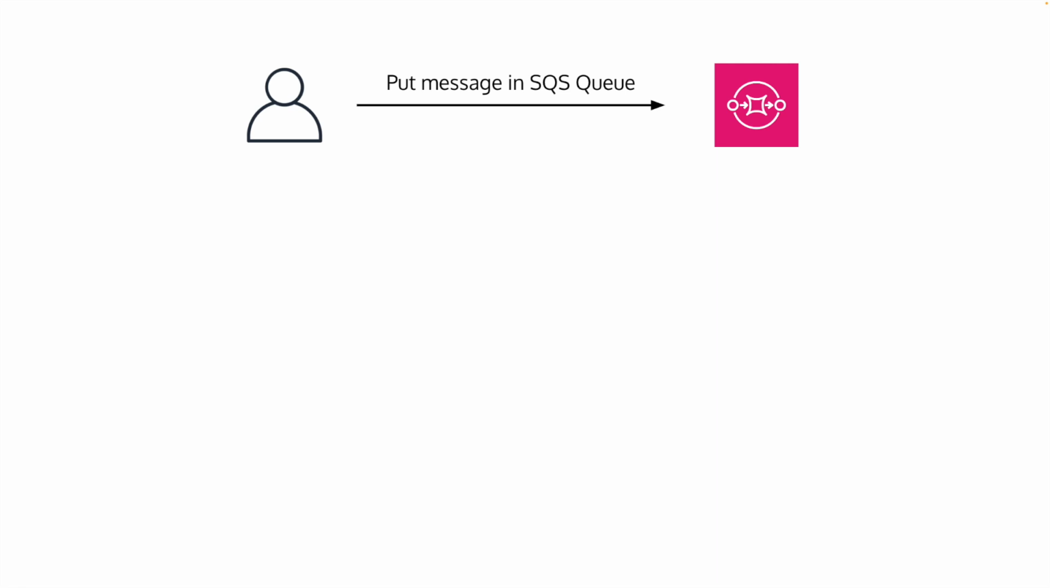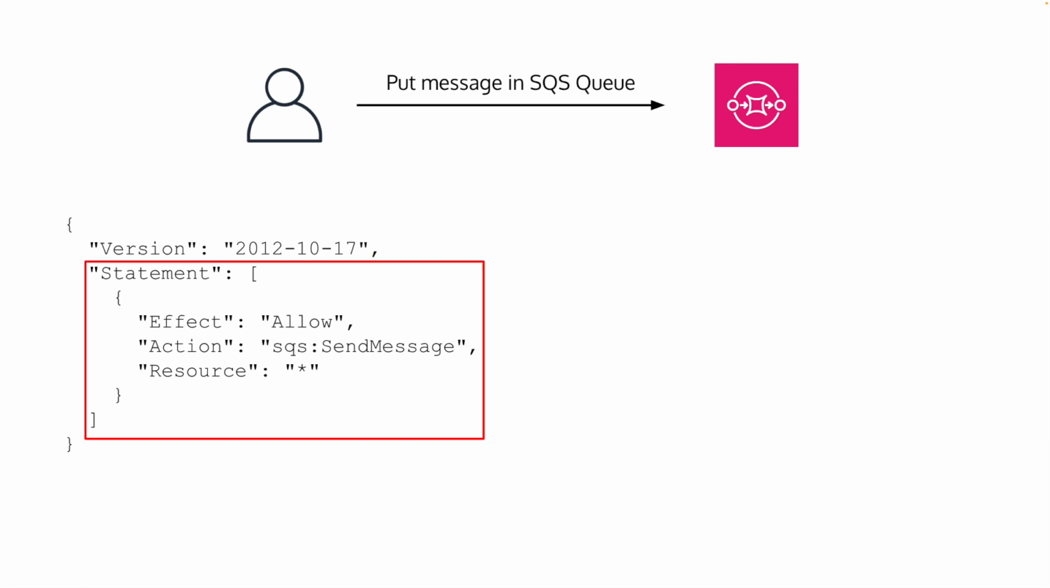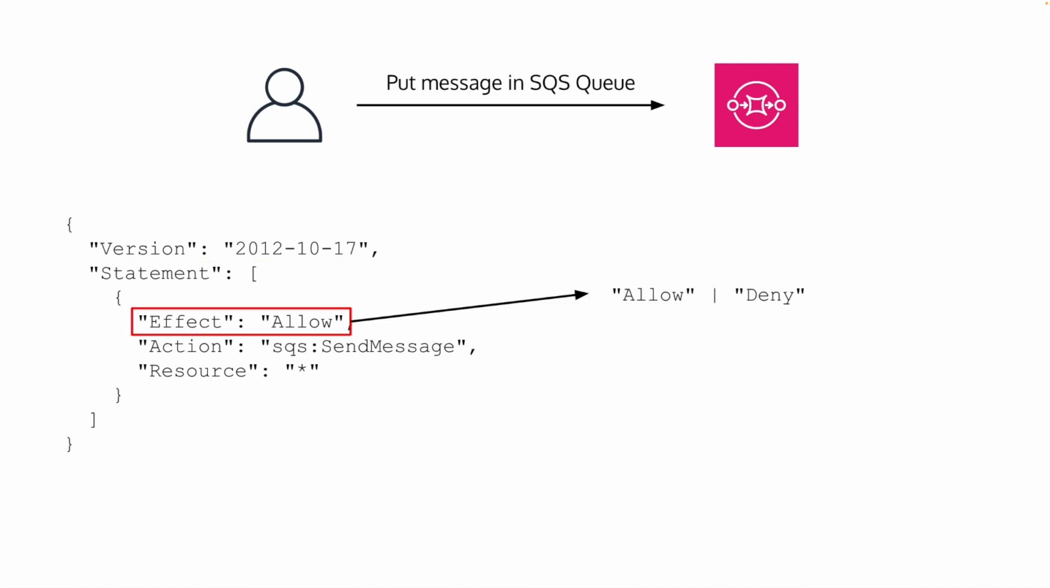In this example, a user wants to put a message into a queue. Here's the policy which would enable the user to perform this action. The first part of the policy is the version, and you should always just use this value. It's the most recent format that the policies are written in. The next part is the statement. This section contains an array of statements or just a statement itself. The first part of the statement is the effect, and it's set to either allow or deny, which will explicitly allow or deny the action.